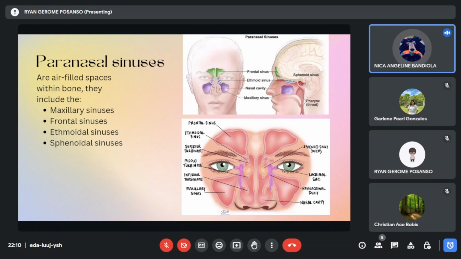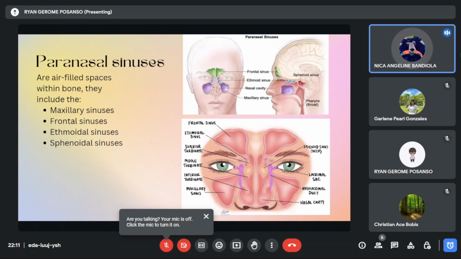The paranasal sinuses are air-filled spaces within the bone. So we have the maxillary sinuses, frontal sinuses, ethmoidal sinuses, and sphenoidal sinuses. Since the skull is pretty heavy and the sinuses are cavities, they are thought to decrease the mass of the skull as well as help in resonating the sound as we speak.